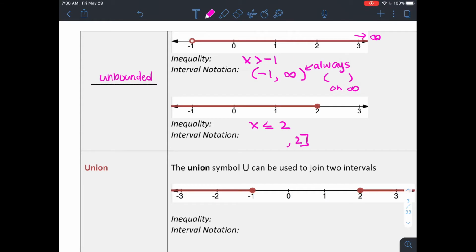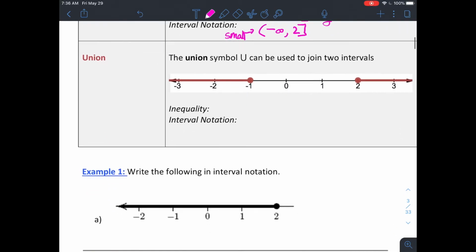This one's a less than or equal to 2, so it's going downwards towards negative infinity forever and ever and ever. So when you write it order-wise, you should always have your smallest value on the left side of your interval and the biggest on the right.